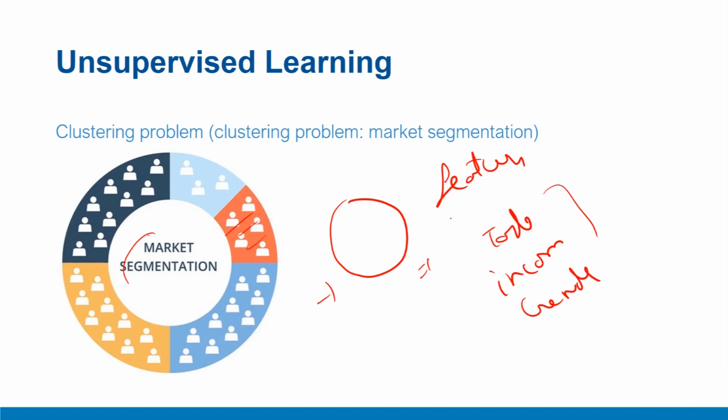Such segments are based on this clustering problem, where we try to cluster individuals based on certain features such as taste, income, gender, and so on. So this is a very interesting business problem, the clustering problem of market segmentation.